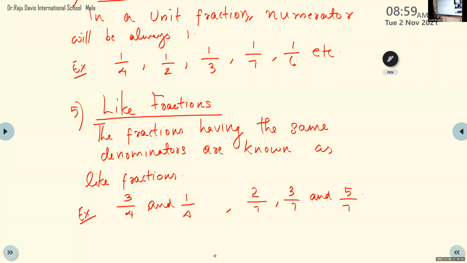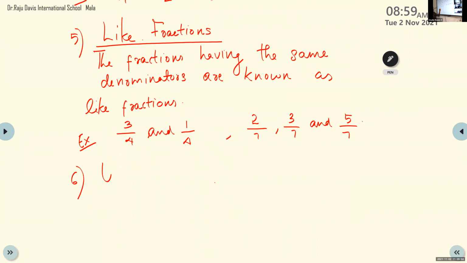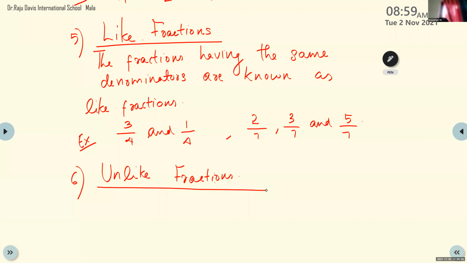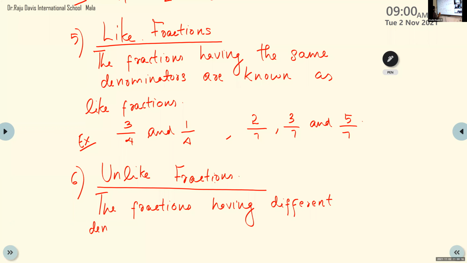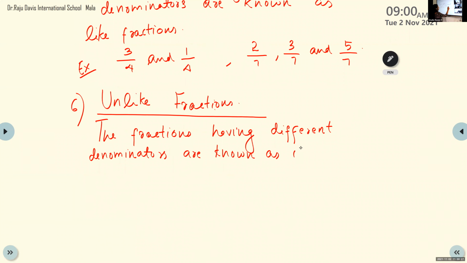Next one, the sixth one, is unlike fractions, which are the opposite of like fractions. The denominators will be different. Children, unlike fractions are fractions which have different denominators. Write the type: unlike fractions.